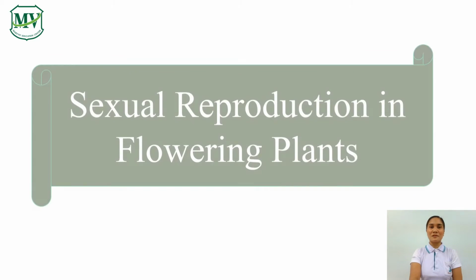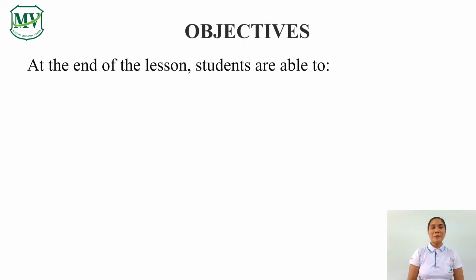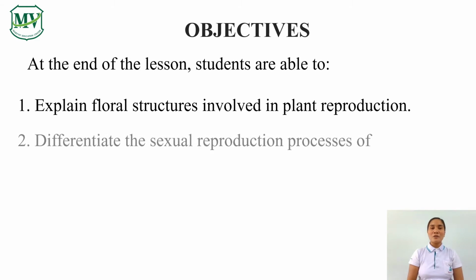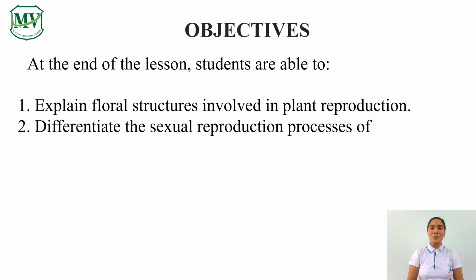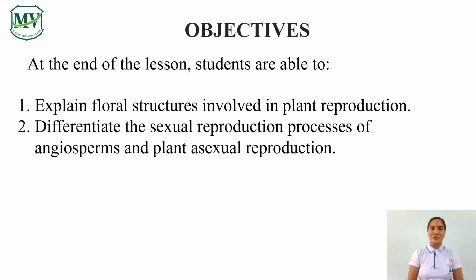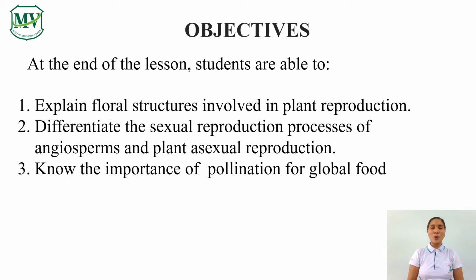Our topic for today's class is about sexual reproduction in flowering plants. In this session, you'll be able to explain floral structures involved in plant reproduction, differentiate the sexual reproduction processes of angiosperms and plant asexual reproduction, and know the importance of pollination for global food security.